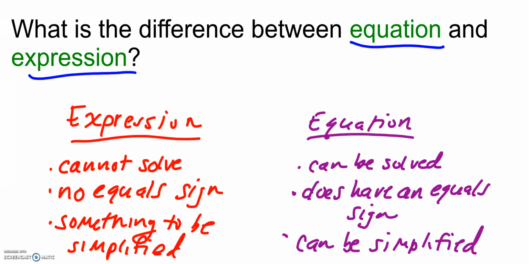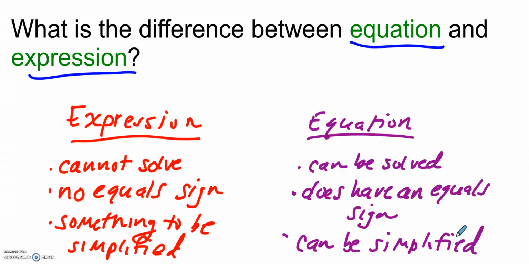All right, I'm back. The difference to me between an expression and an equation is that an expression you cannot solve because it does not have an equal sign, but it definitely can be simplified if possible. An equation, on the other hand, can be solved because it does have an equal sign, and it also is possible that it could be simplified.